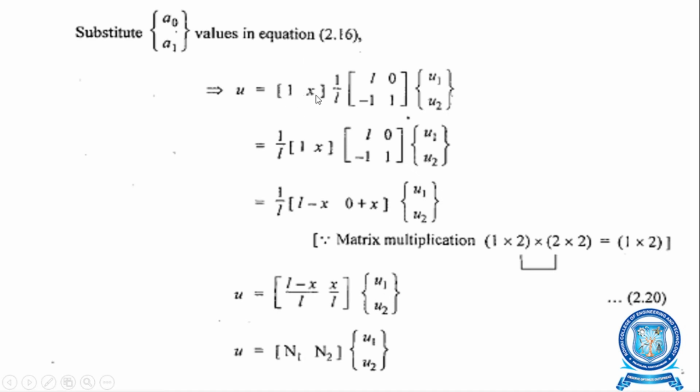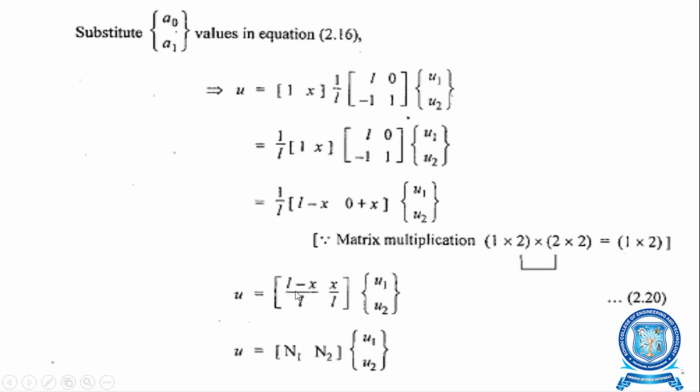So u is equal to the matrix [1 x] times 1 by L times the matrix [L 0; minus 1 1] times u1, u2, which is equal to 1 by L times [(L minus x) into 0 plus x] times the vector of u1 and u2. So here u is equal to the matrix [(L minus x) by L, x by L] times u1, u2.